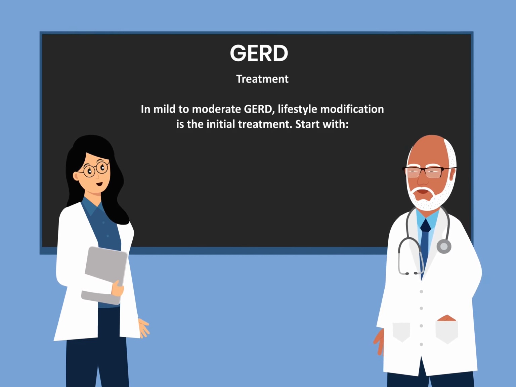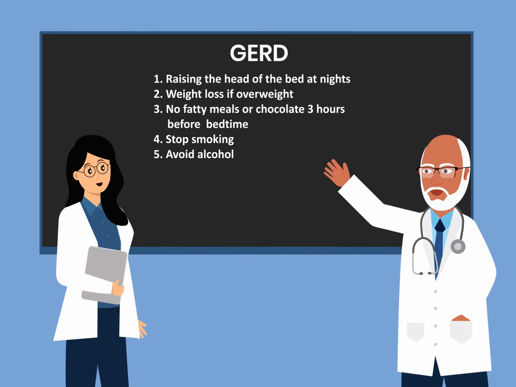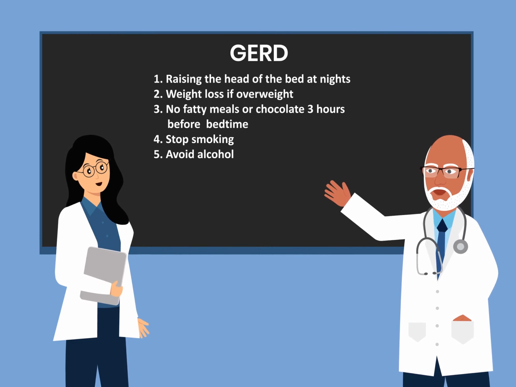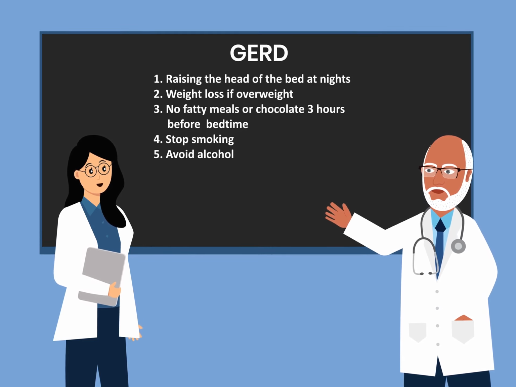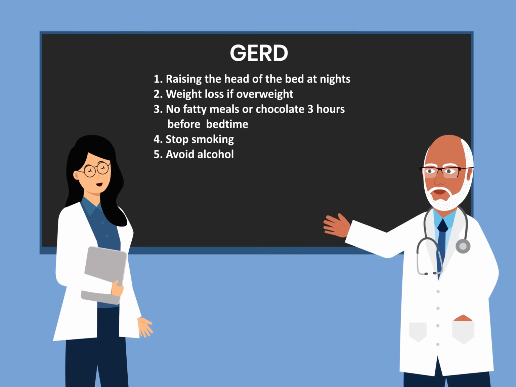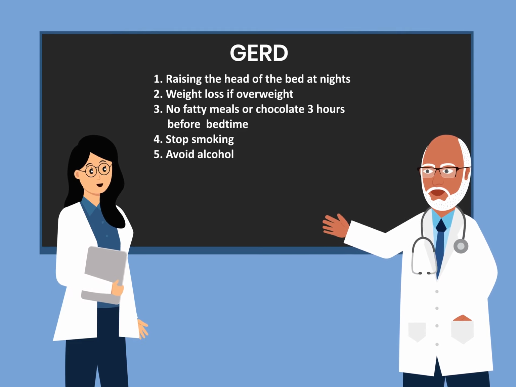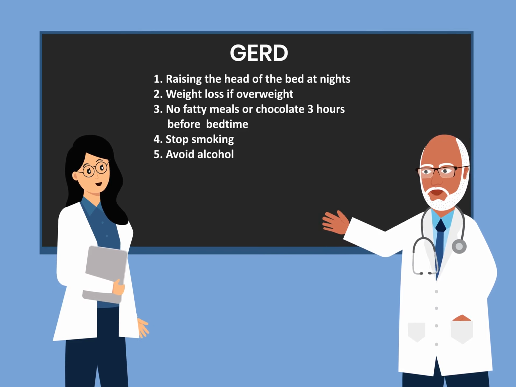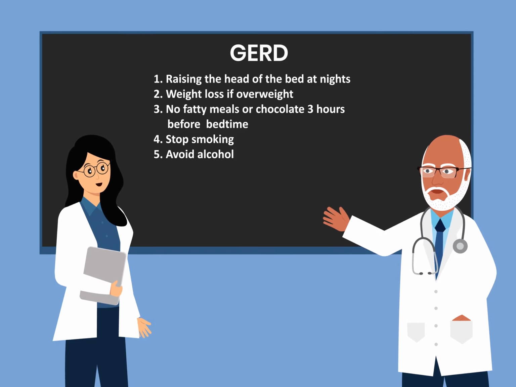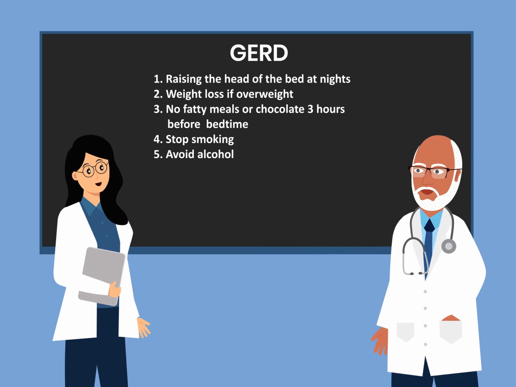In mild to moderate GERD, lifestyle modification is the initial treatment. Start with raising the head of the bed at night, or weight loss if the person is overweight, or no fatty meals or chocolate 3 hours before bedtime, and they also can stop smoking and, most importantly, avoid alcohol.